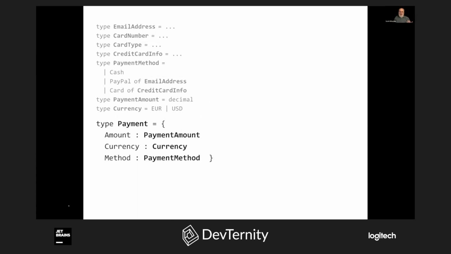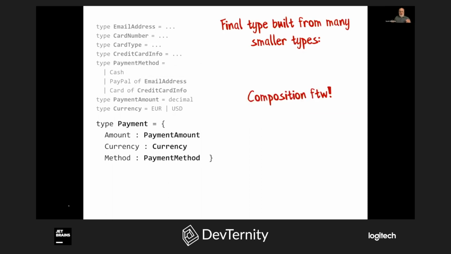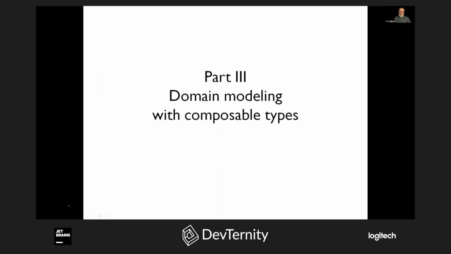So these ands and these ors, you can actually build really complex systems building from the bottom up in a nice way. So this final thing is built from lots of smaller types. And this is composition. This is how you do composition. And I think this is a really great way of building domain models. So that if you like Lego, you will like this.